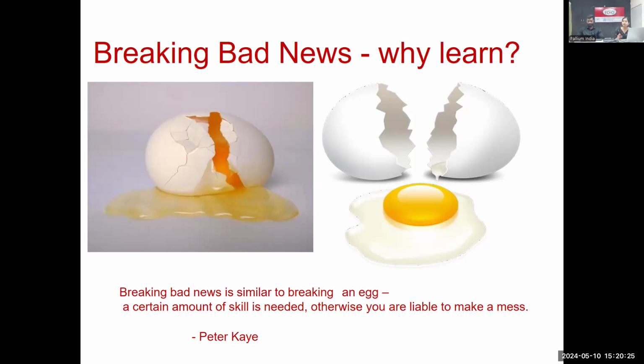So it's a skill, and as we mentioned in the previous session also, it's a skill that we need to cultivate. It's something that we learn. It's not something that happens randomly.